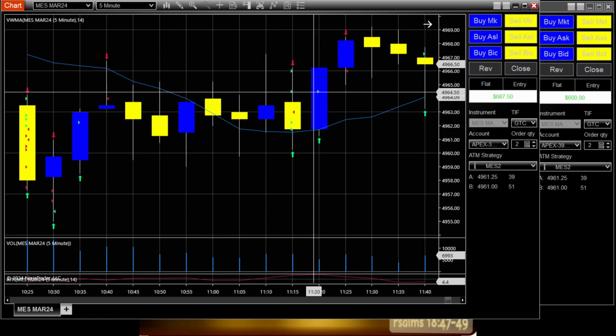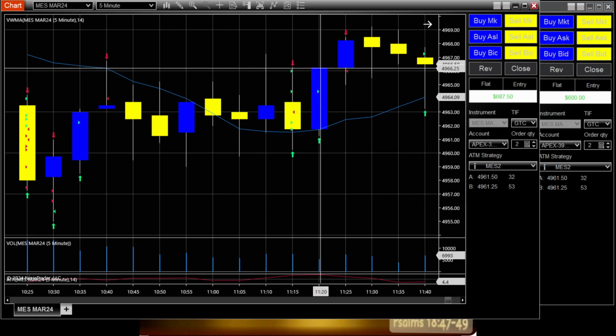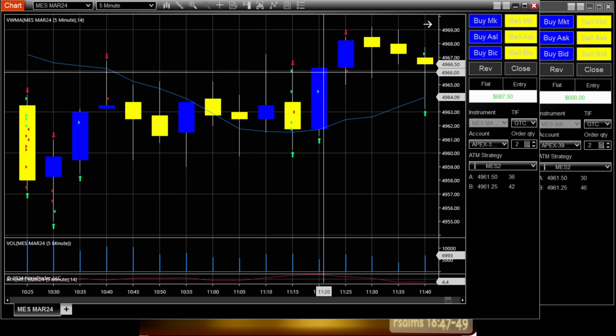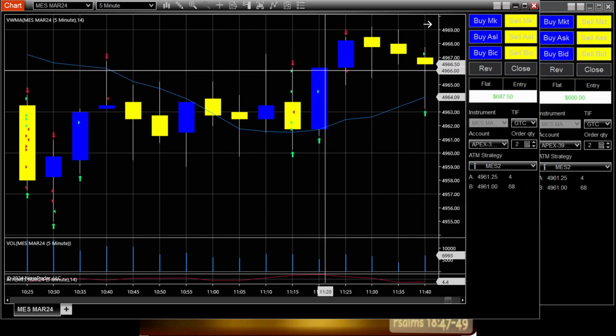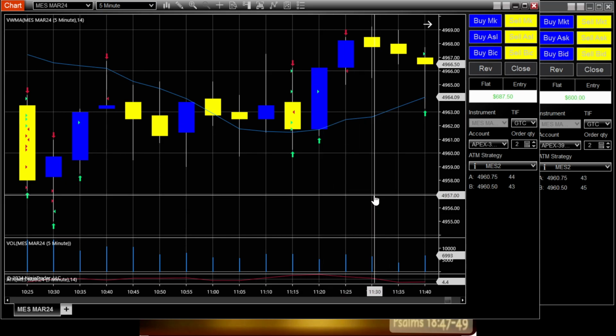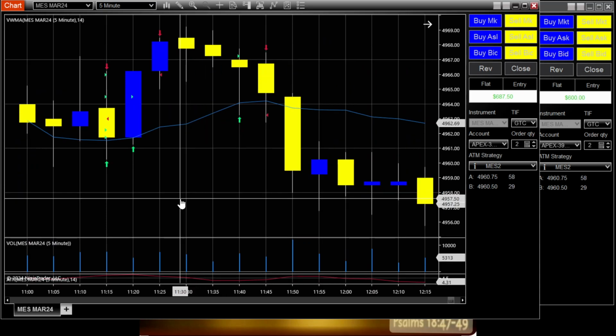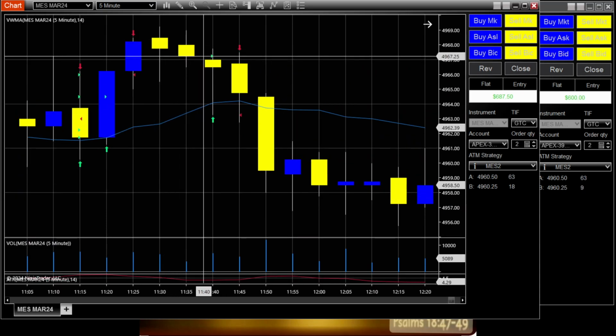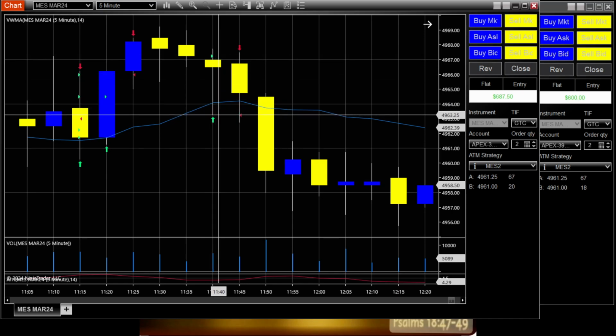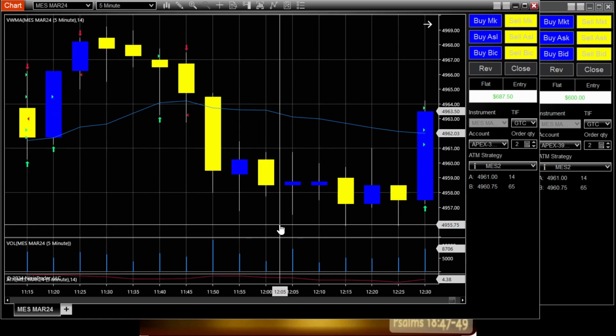Took another reversal here at 49.64.50 for a little scalp. I probably regained a little bit of that as I exited at 49.66. And let's see here. I took another loss here on the continuation long at 49.67.25, stopped out here at 49.63.25.